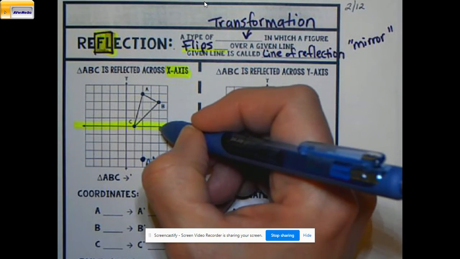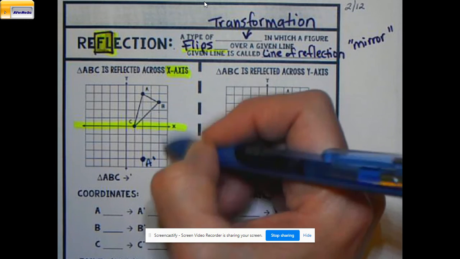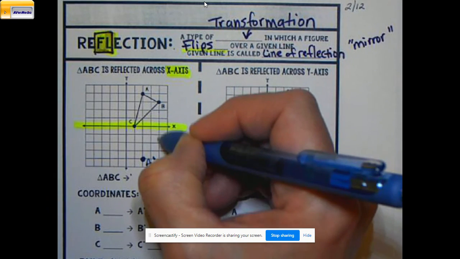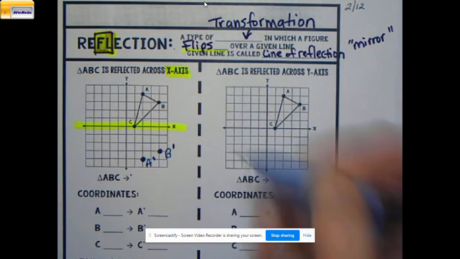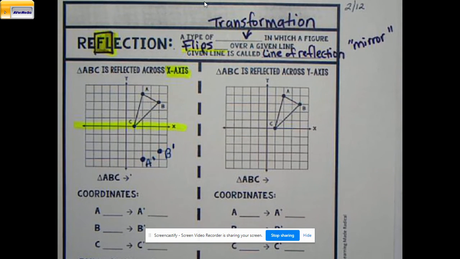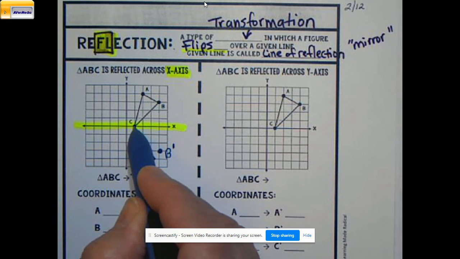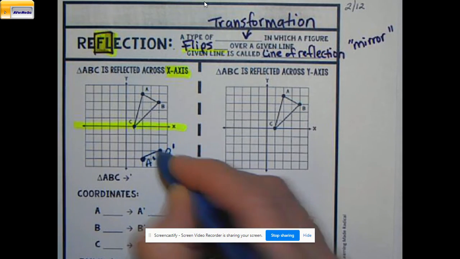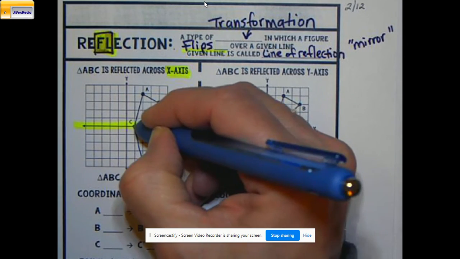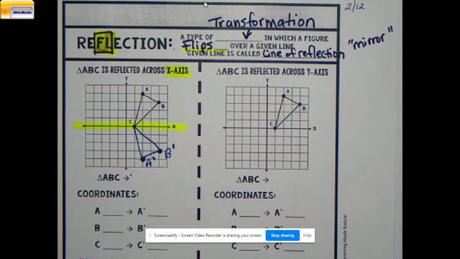Point B is 1, 2, 3 above. So it is 1, 2, 3 below. Remember to put your prime notation mark so you know which one is the new image. Now, point C is sitting on the line, so it's not going to have any distance above or below. It's going to stay right there. We connect the dots to make our image of our triangle ABC.